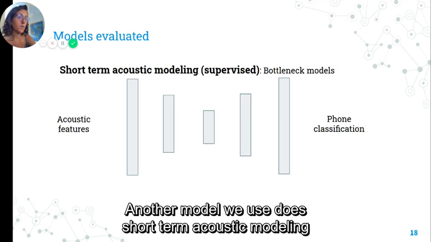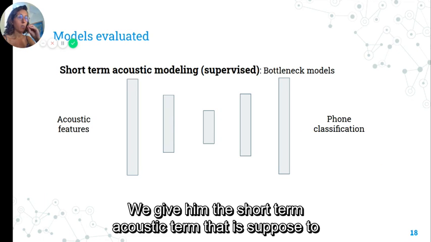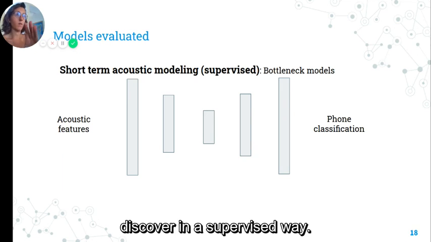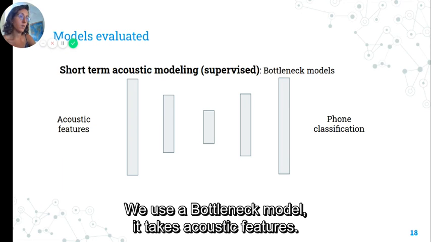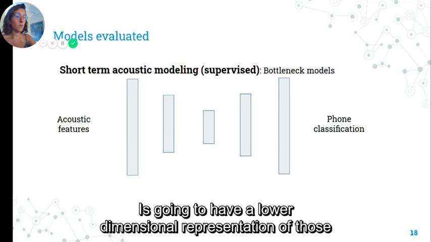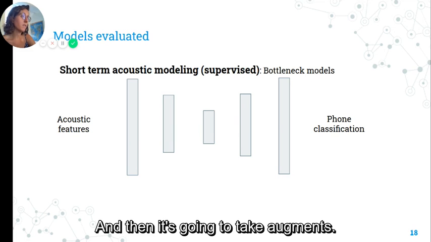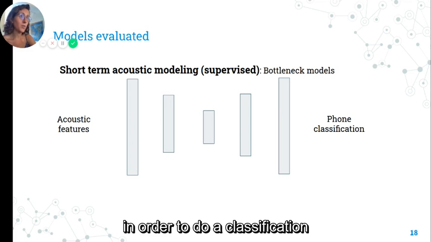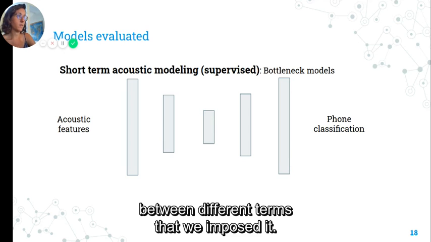Another model we use does short-term acoustic modeling, but in a supervised way. We give it the kind of short-term acoustic terms that it's supposed to discover in a supervised way. So we use a bottleneck model. It takes acoustic features, produces a lower dimensional representation of those features, and then augments the dimension of this representation in order to do a classification between different terms that we imposed on it.